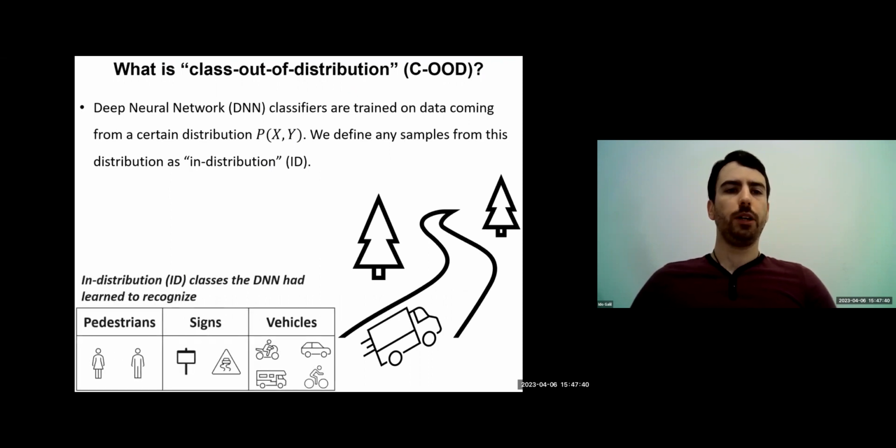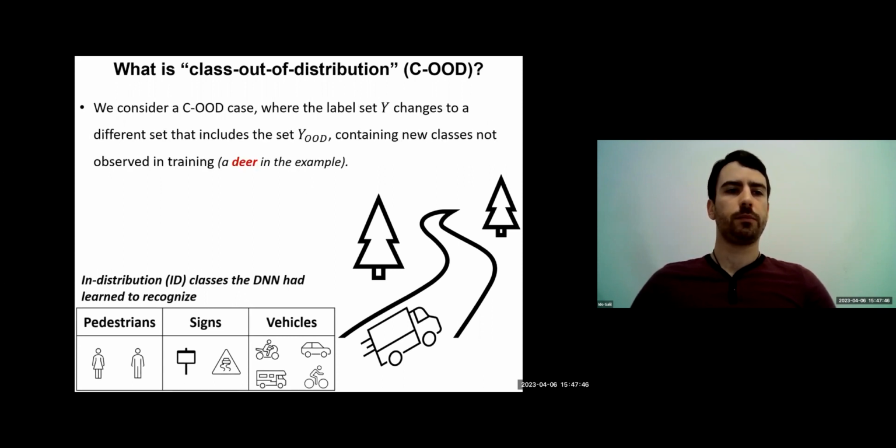In the example below, an autonomous vehicle is trained to recognize signs, pedestrians, and other vehicles. In this work, we consider a COD case where the label set Y changes to a different set that includes new classes not observed in training. In this example, a deer is a class the neural network has not observed in training.